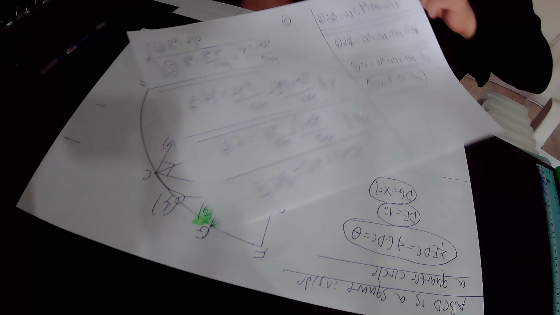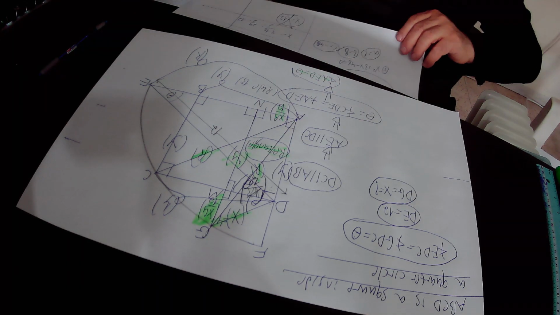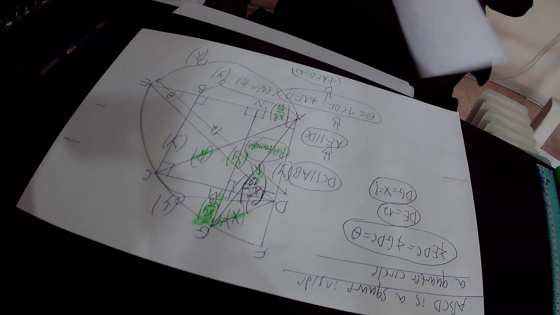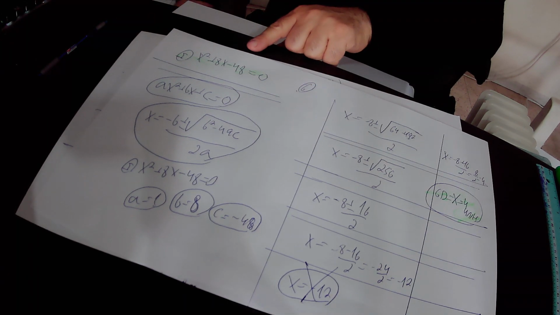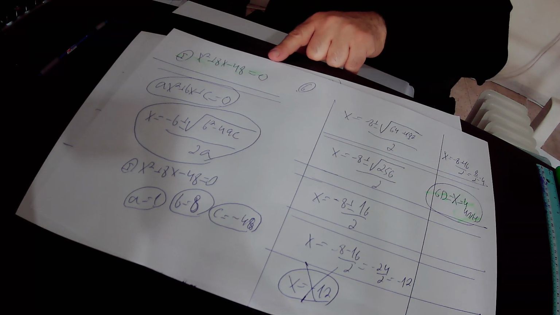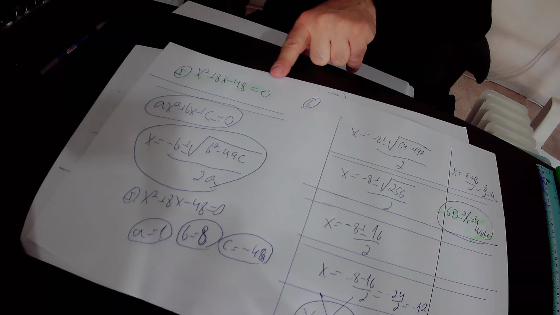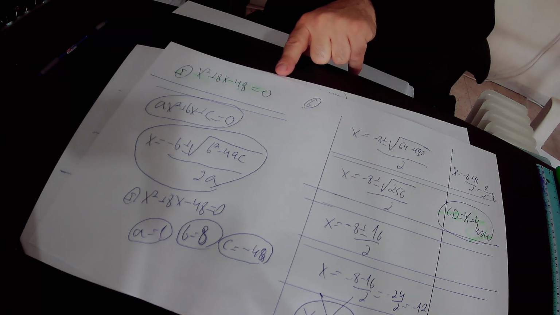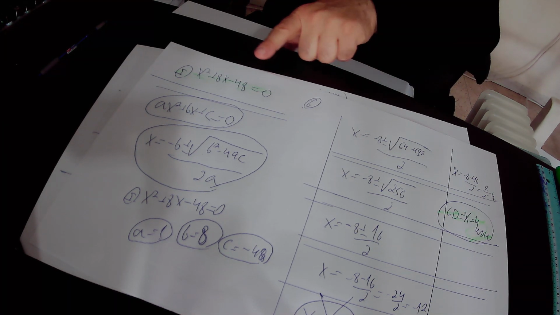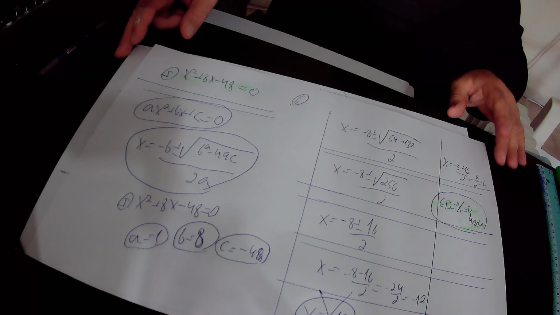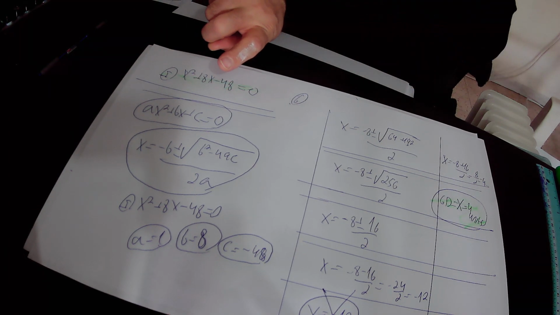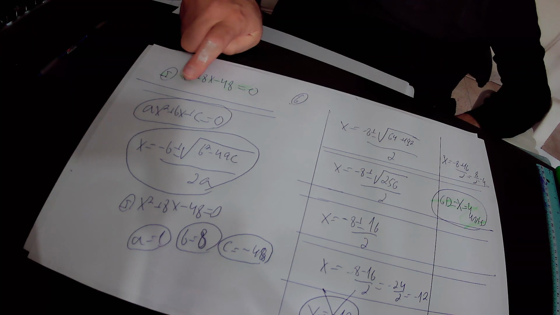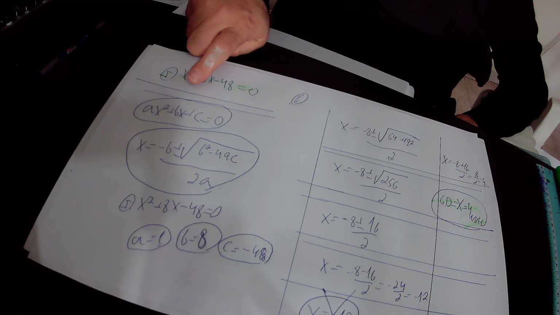So we found that according to equation 1, x squared plus 8x minus 48 equals 0. This is a quadratic equation, and the general formula for a quadratic equation is ax squared plus bx plus c equals 0. In this general formula, a, b, and c are the coefficients of the quadratic equation, and x is the variable that we are looking for.